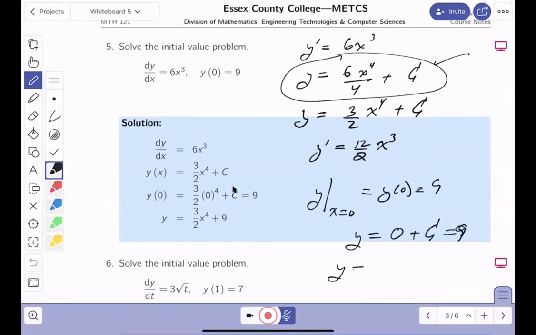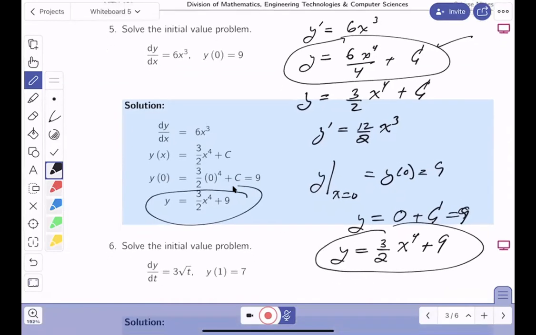And what's y going to be equal to? Let's simplify it. 3 halves x to the 4 plus 9. Let's look at the key, and we're looking at the same answer. Let's go to the next one.